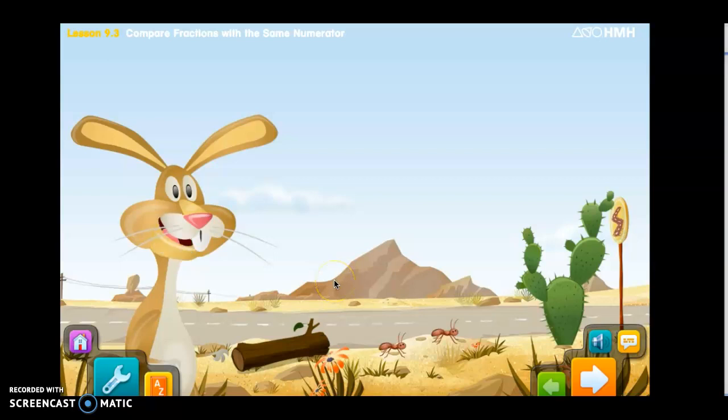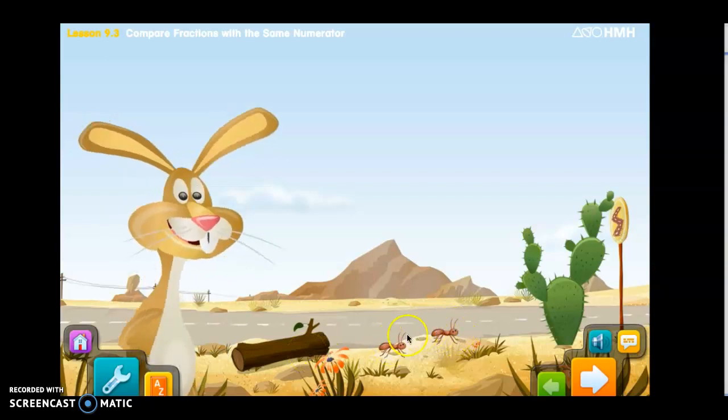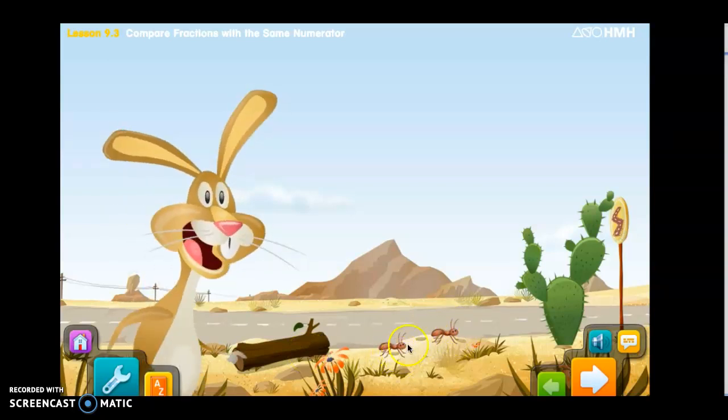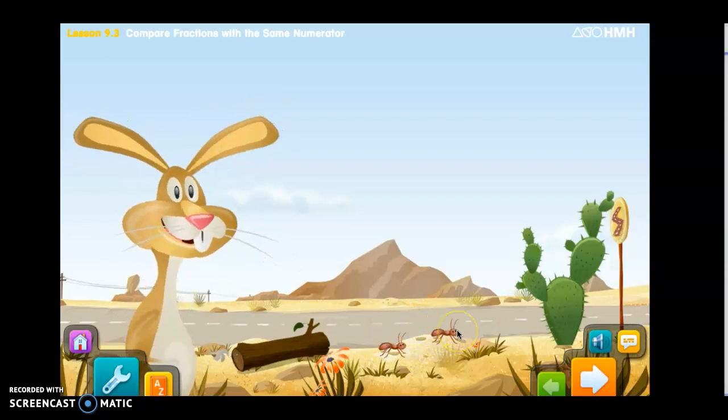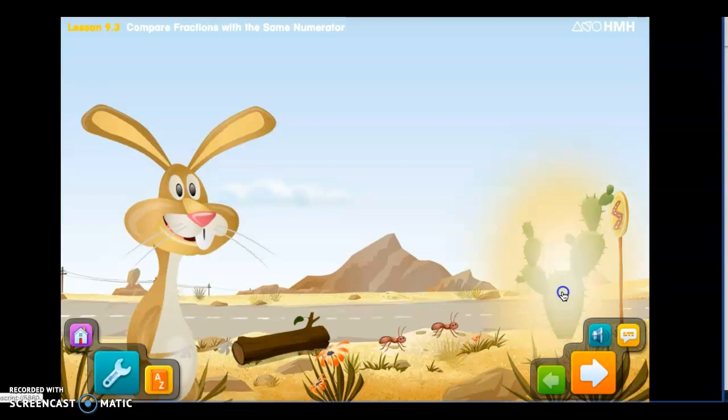Hi there. Have you ever seen a line of ants going into or out of an ant's home? Well, there's been a line going from this log to this cactus all day. I think they've found some food on the cactus. There are 2 ants right now. Miss A is just showing in.